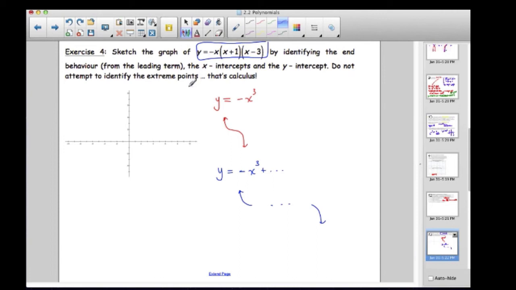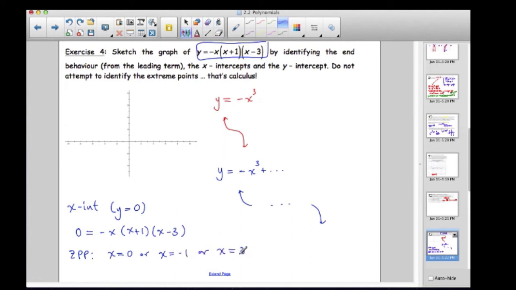We know the x-intercepts are found when y is equal to 0. And if we set y equal to 0, we get 0 equals negative x times x plus 1 times x minus 3. And by the zero product property, that means that negative x equals 0, or x equals 0, or the second factor equals 0, so that x equals negative 1, or the third factor equals 0, so that x equals 3. This again is indicating the horizontal translation. We would have expected 3 x-intercepts here at 0 on the original function, but now we are getting some translations, 1 to the left, 3 to the right. So these are our 3 different x-intercepts.